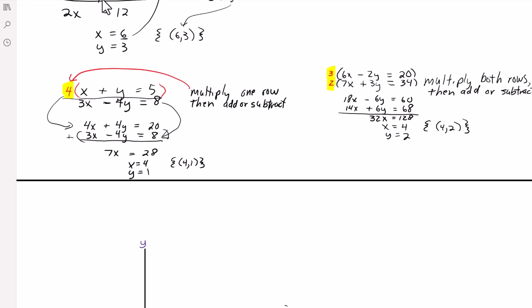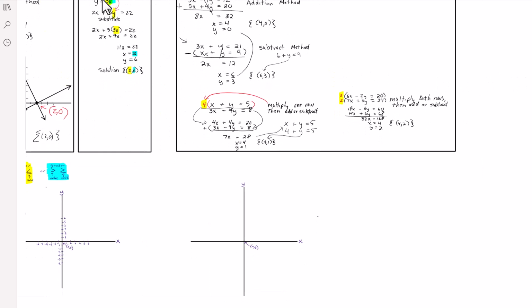And when you plug it into x plus y is equal to 5, you have 4 plus y is equal to 5, because we can now substitute the x for 4, y is equal to 1. All right?